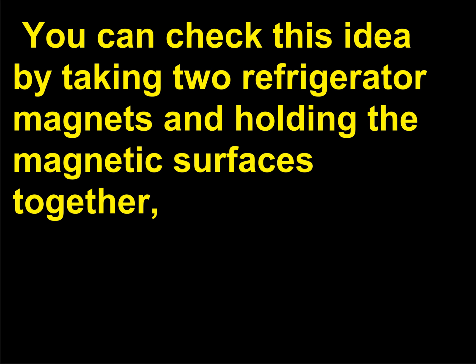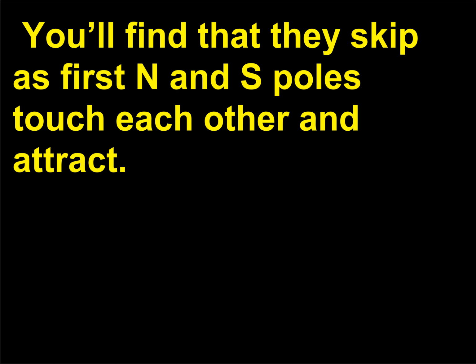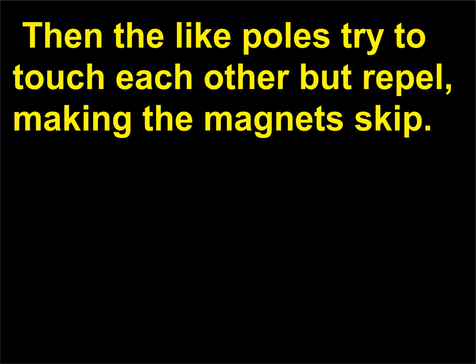You can check this idea by taking two refrigerator magnets and holding the magnetic surfaces together, and then try sliding one over the other. You'll find that they skip as first N and S poles touch each other and attract. Then the like poles try to touch each other but repel, making the magnets skip.